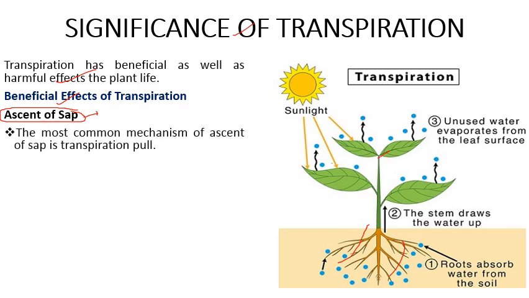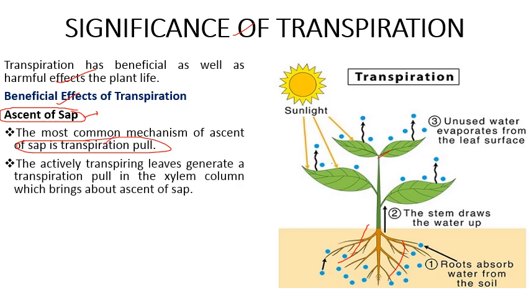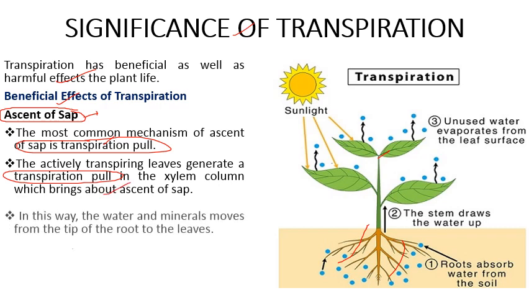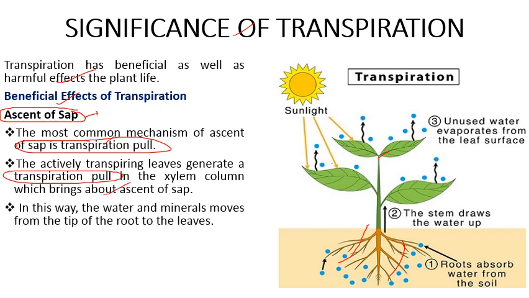The most common mechanism of ascent of sap is transpiration pull. The actively transpiring leaves generate a transpiration pull or suction pressure in the xylem column, which brings about the ascent of sap. In this way, water and minerals move from the tip of the roots to the leaves in an upward direction against the force of gravity.